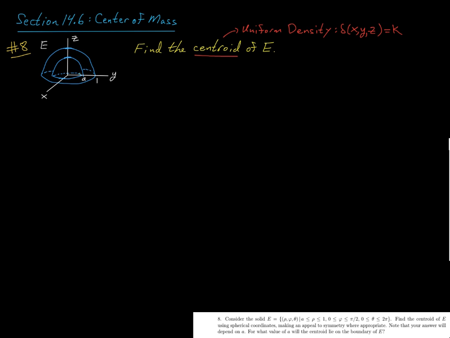And also notice by symmetry, since our region is symmetric with respect to the z-axis, we can conclude that the x and y coordinates of our centroid will be 0. So in other words, the centroid will lie on the z-axis. Okay, so that's really nice. Cuts down on a lot of our calculation here.